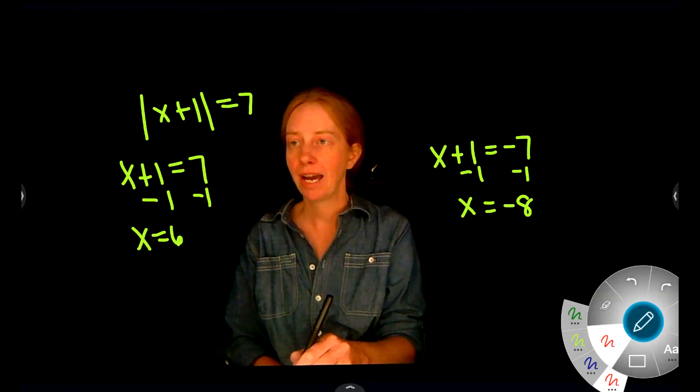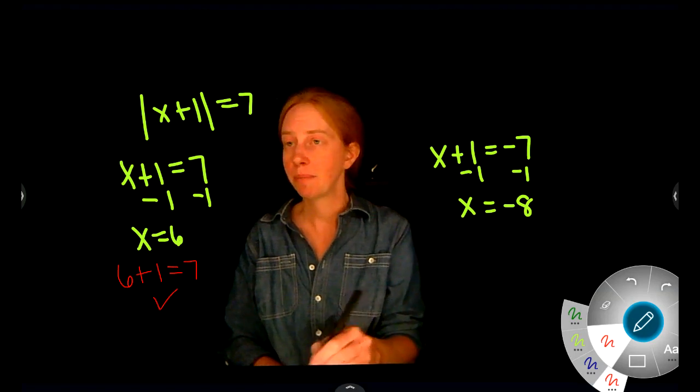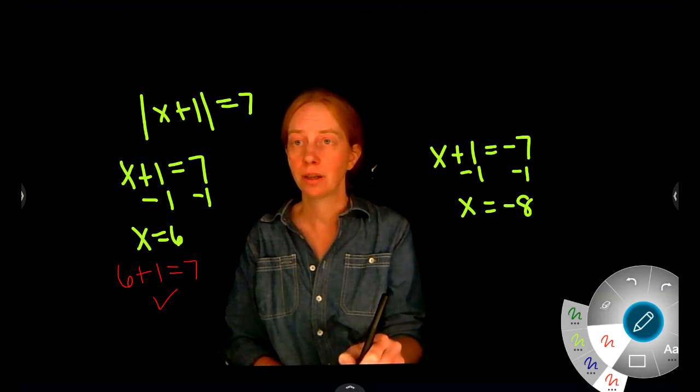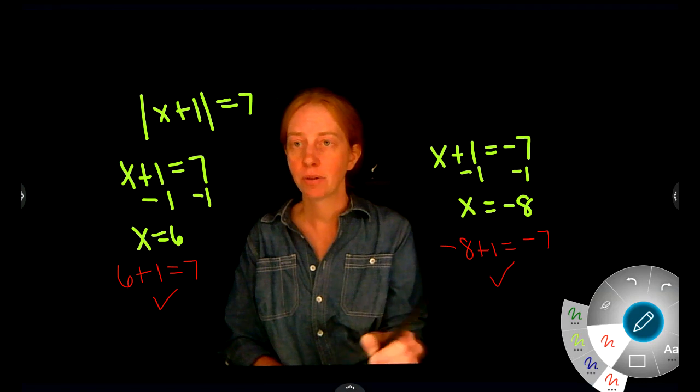Let's plug this 6 back in. 6 plus 1 equals 7. Check, we agree. So that means 6 is one of our solutions. Here, we're going to do the same thing. -8 plus 1 equals -7. Yeah, that one checks out.